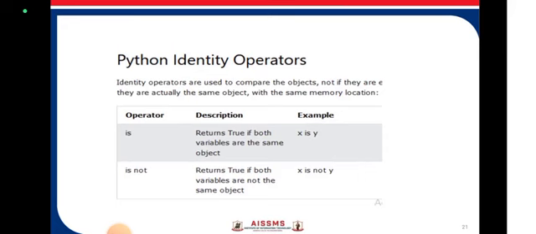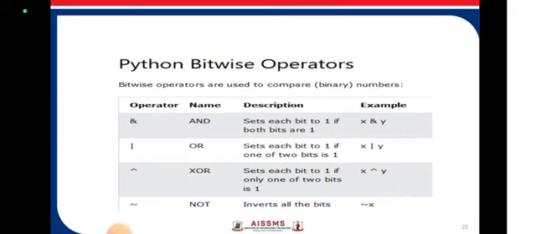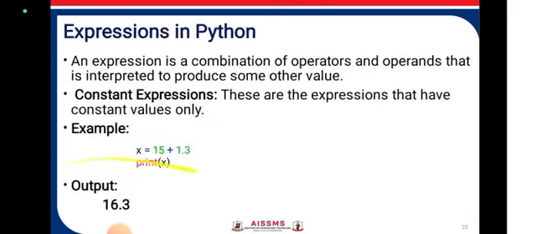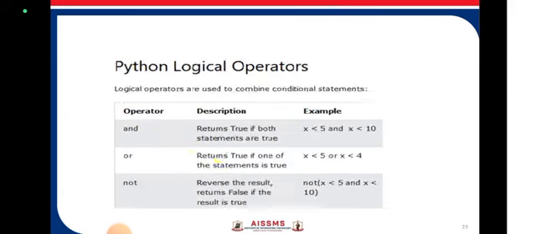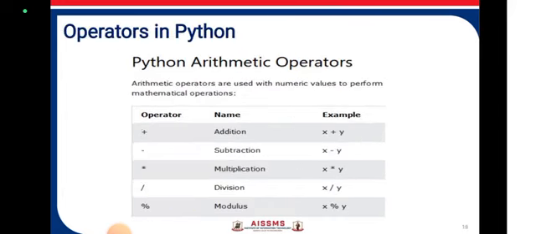The identity operator is based on returning true if both variables are the same object, that is x is y. It returns true if both variables are not the same object, x is not y. The next one is the bitwise operators. And sets each bit to 1 if both bits are 1. Or sets each bit to 1 if one of two bits is 1. XOR sets each bit to 1 if only one of two bits is 1. Not inverts all the bits. So these are the operators used in Python: bitwise, identity, logical, comparison and arithmetic operators.